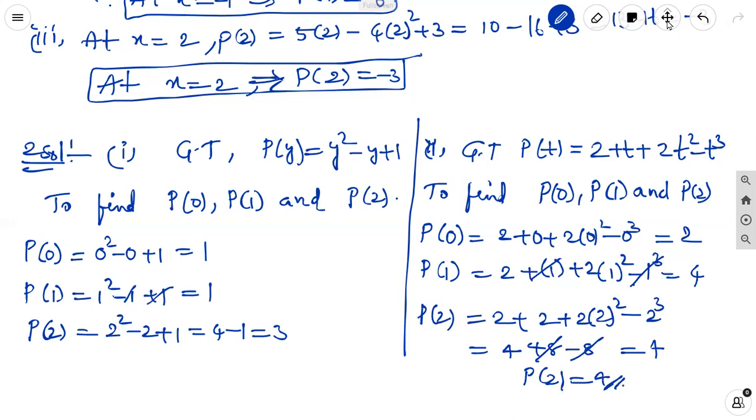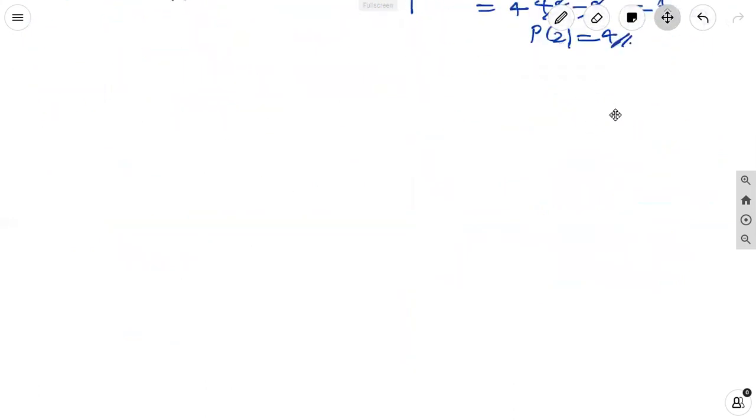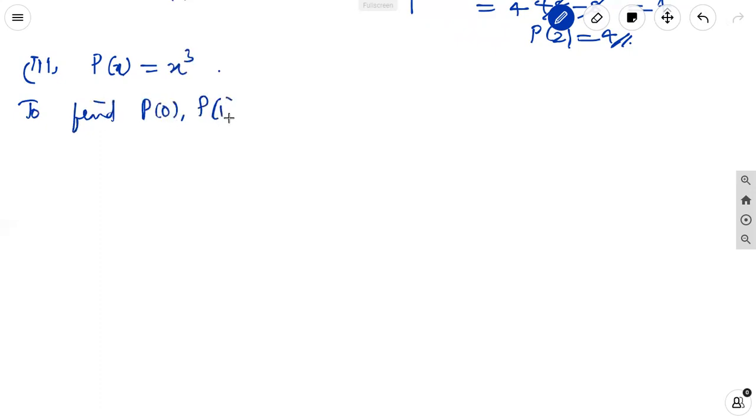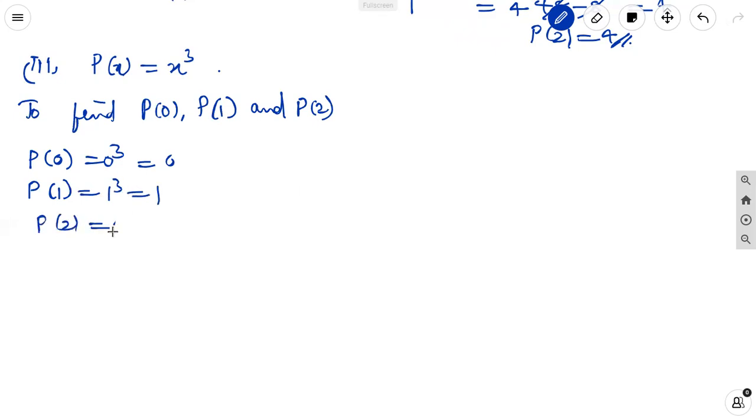Okay. Next, third one. Given that p of x equal to x cube, to find p of 0, p of 1 and p of 2. Just in the place of x substitute 0, p of 0 equal to 0 cube is 0. P of 1 equal to 1 cube is 1. P of 2 equal to 2 cube is equal to 8.